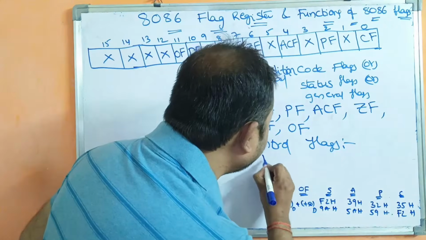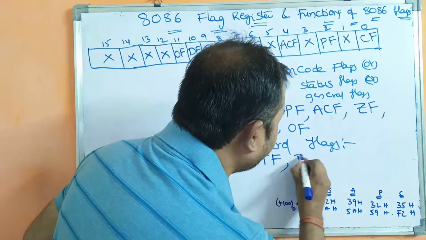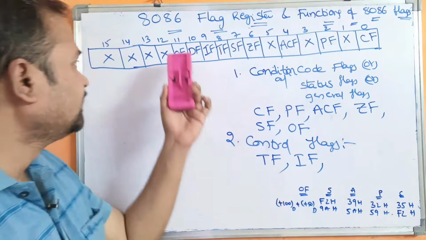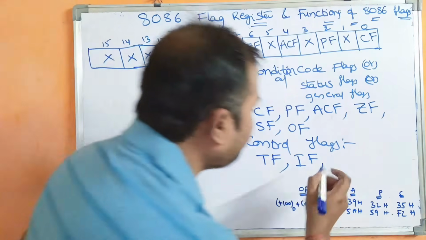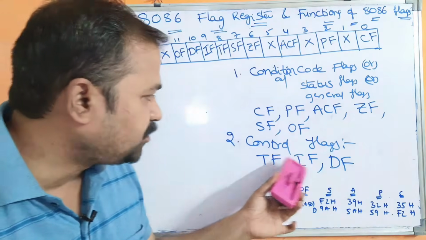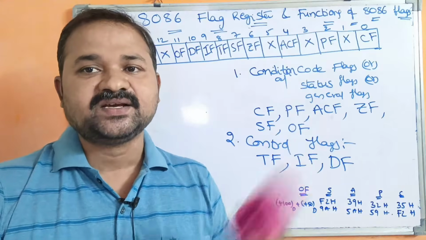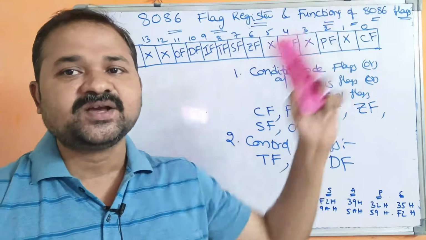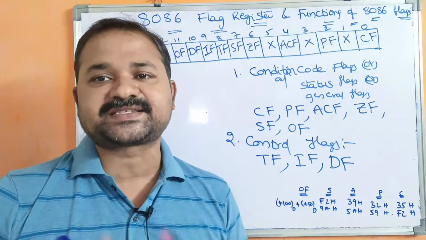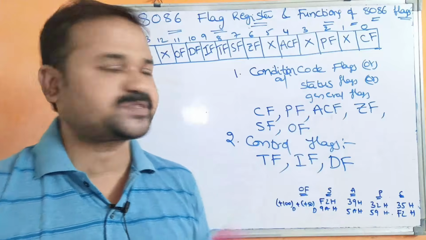Trap flag, the T flag. The second one is IF. IF stands for interrupt enable flag. The next one is the D flag, the direction flag. So here, 3 control flags in total. So 6 plus 3 means 9 flags. Out of 16 bits, only 9 flags are used. The remaining 7 are don't cares, they are unused flags.